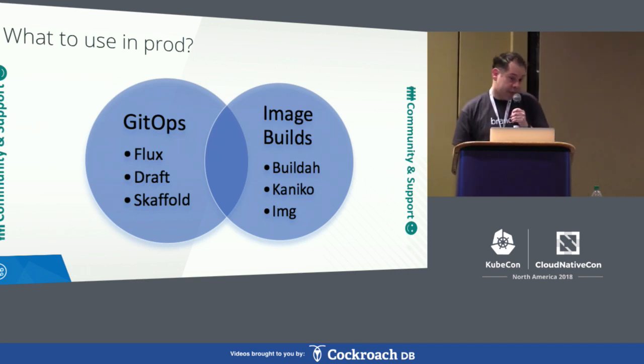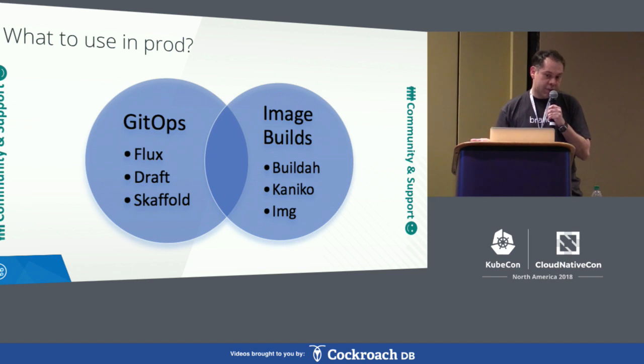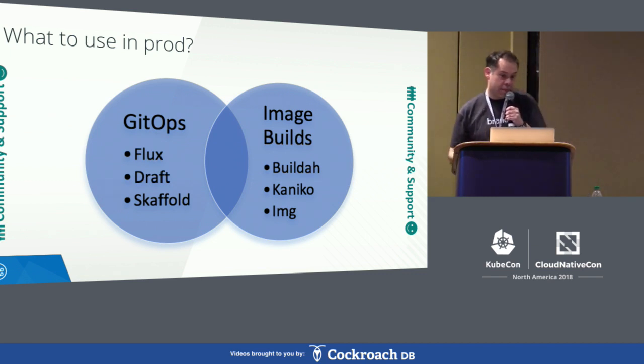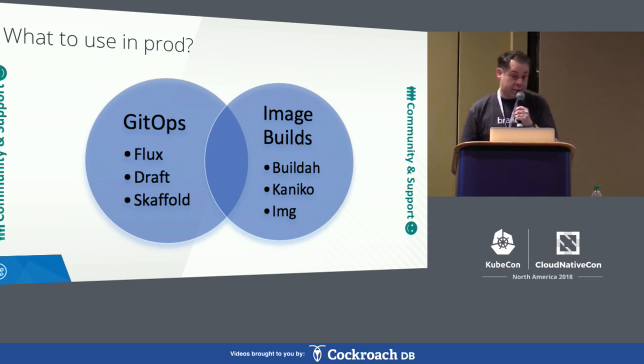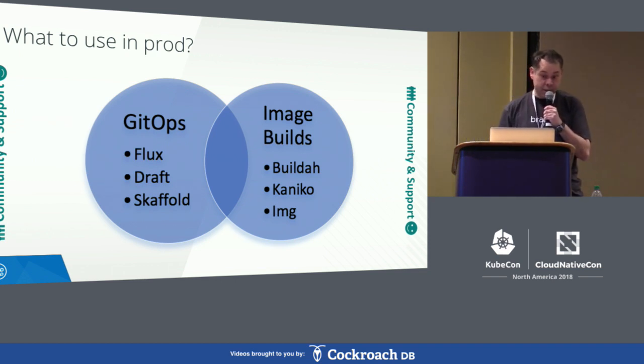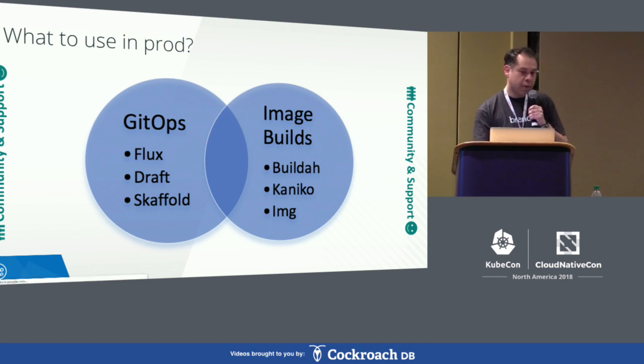In terms of community support, this means maybe which organization is behind it, or how many GitHub stars they have, or maybe how much traction the project has on GitHub. For GitOps, we came up with Flux, Draft, and Skaffold, the same tools we talked about previously as being easy. In terms of image builds, we came up with Buildah, Kaniko, and IMG. Buildah, Red Hat is behind it. Kaniko, Google Cloud is supporting it, and IMG also seems to be very popular on GitHub. Flux is supported by Weaveworks, Draft is supported by Microsoft, and Skaffold is supported by Google.